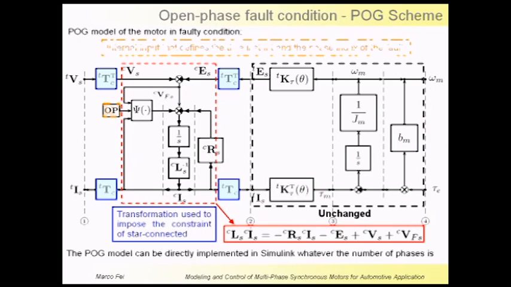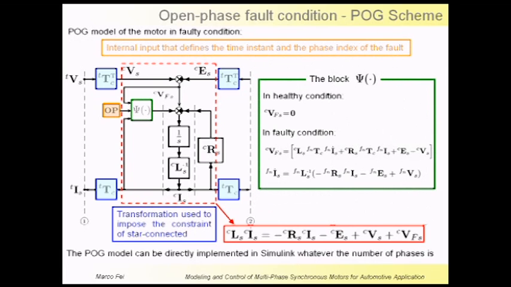An internal input, OP, defines the time instant and the index of the faulty phases, and the function block phi computes the additional faulty voltage. In healthy condition, this faulty voltage is equal to 0, and in faulty condition, it has this structure. So the components of the faulty voltage related to the faulty phases are different from 0, and guarantee a zero steady-state current.